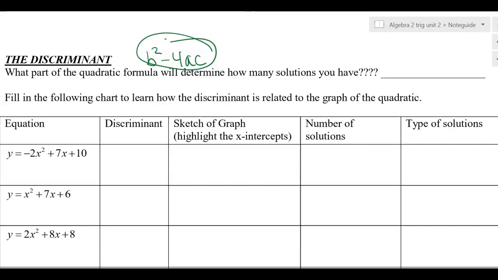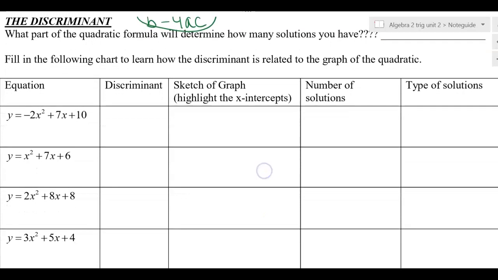All right, so we're going to split up the work here. I'll do the first one, and then we'll split up the work for the second one. If I was doing this one, the discriminant, remember, is specifically this calculation, with no radical on top of it. I'm just thinking, what would the number be underneath the radical? With this first equation, I'd have 7 squared minus 4 times negative 2 times 10, which would be 49 plus 80, which would be 129.